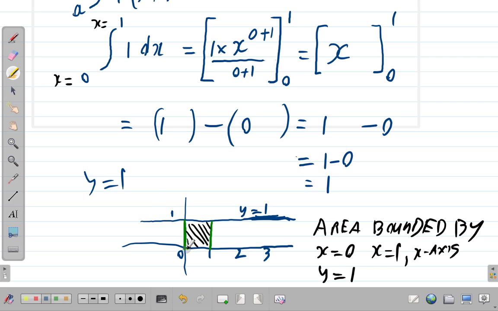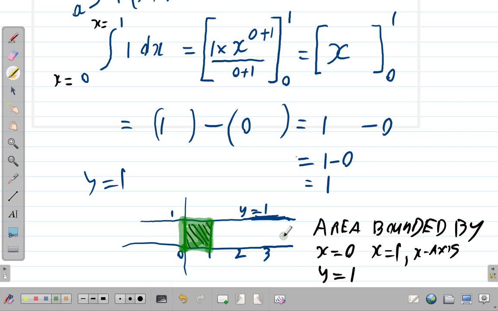The area is bounded by x equals 0, x equals 1, the x-axis, and y equals 1. So the area inside here is what you just found, which is 1. Alright?